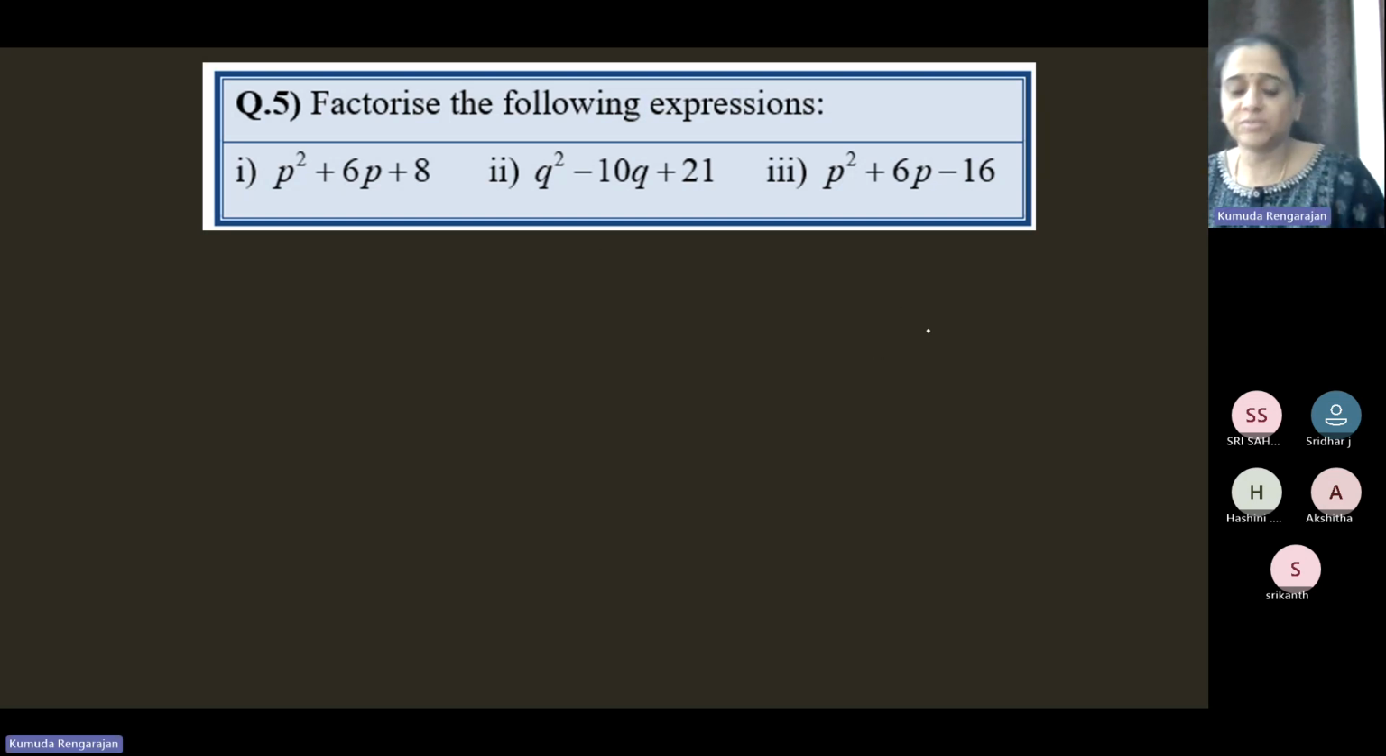Factorize these expressions by splitting the middle term, children. All the three. Factorize by splitting the middle term.